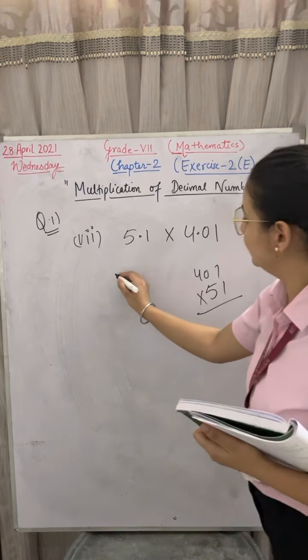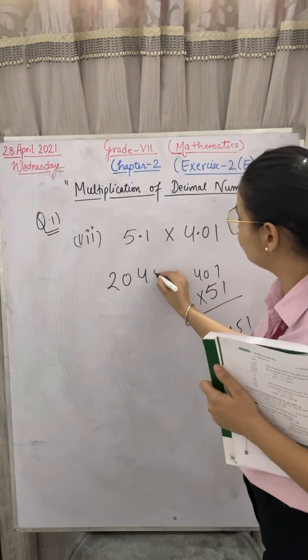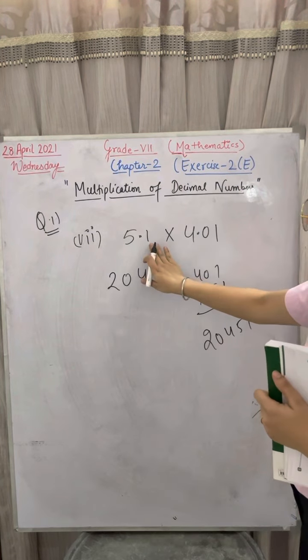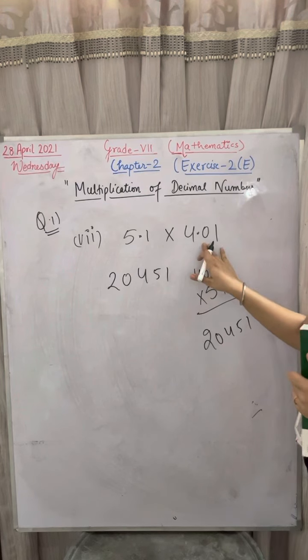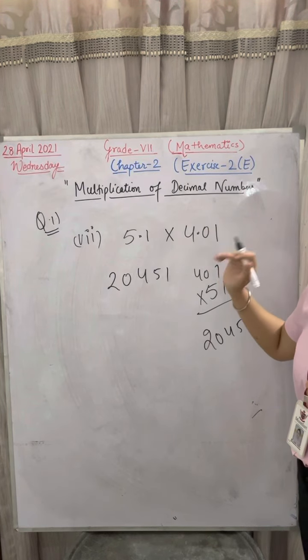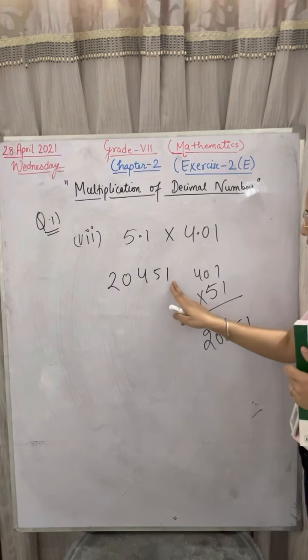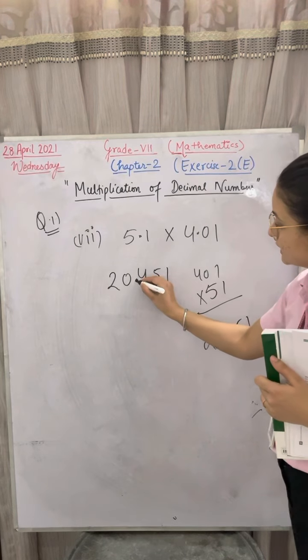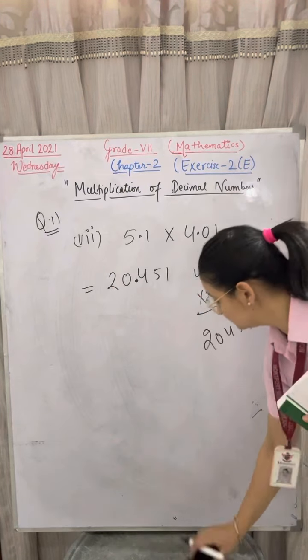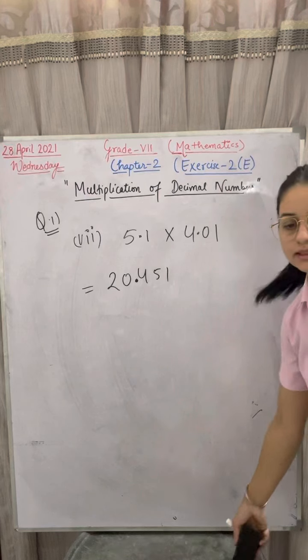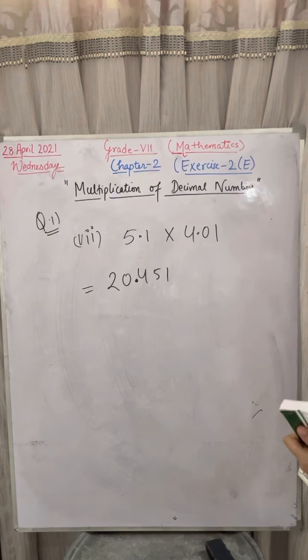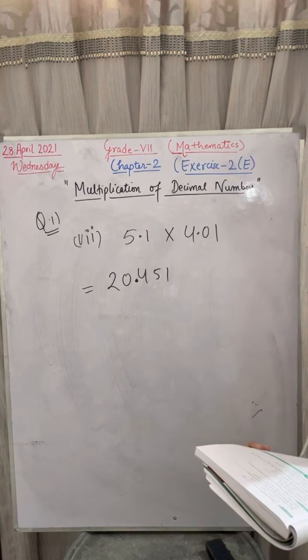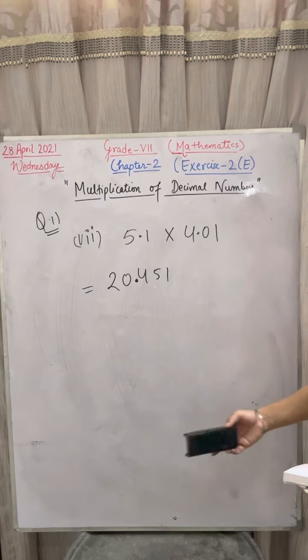20451. And I'm writing here 20451. The decimal is before 1 digit, before 2 digits. So the total is 3. So I have to place the decimal before 3 digits. 1, 2, 3. That's it. This will be your answer. Any doubt? Sure? Okay, I'm going to start question 2 now.